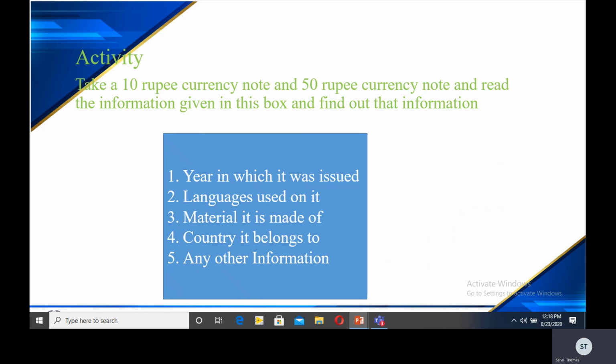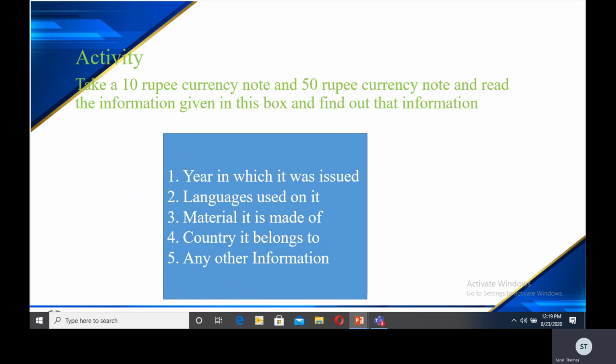So here is an activity for you. You have to take a 10 rupee currency note or a 50 rupee or a 100 rupee note and read the information given in this box. Which are the things you have to find out? You have to see what is the year in which it was issued and languages used on it, the material it is made of, the country it belongs to, and any other information related to that. So try to find out this. This you have to do yourself.